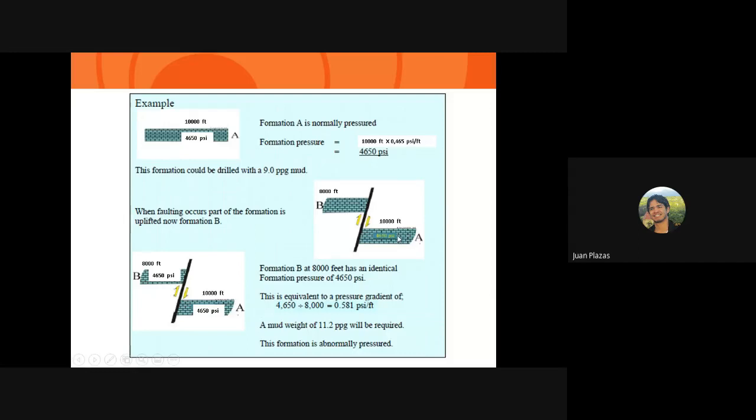So now these formations move up, and part of the formation moves up. However, when the formation moves up, it maintains the same formation pressure. But now you will find this formation pressure at a lower depth. At how much? At 8,000 feet. So you will see 4,650 PSI at 8,000 feet.